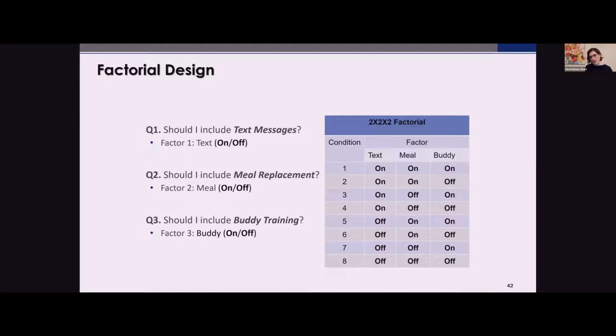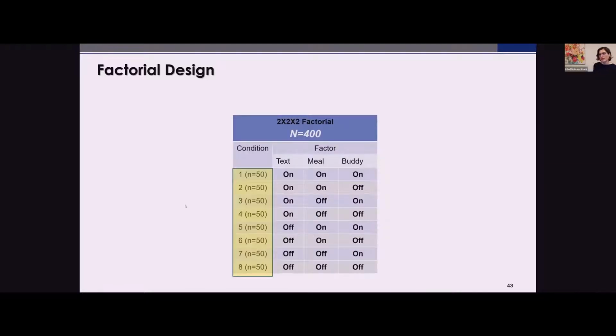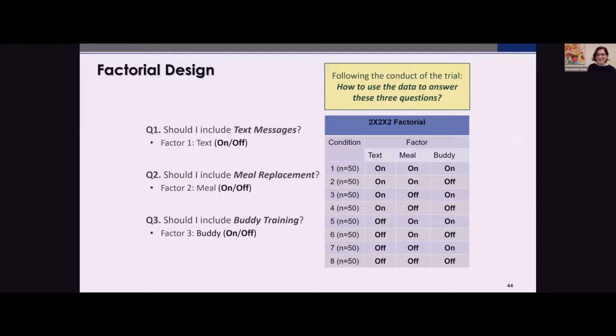Looks more complicated, but actually not so much when it comes to actually answering the scientific questions. Let's assume again that I can conduct this trial with 400 participants. So I'll randomly assign with equal probability my participants into each one of these cells, which will give me 50 participants in each cell. And let's assume again that I conducted this trial and collected the data. I have the same outcome, weight loss at the end of the program. Again, how do I answer all 3 scientific questions simultaneously? The answer is by estimating main effects, all right?